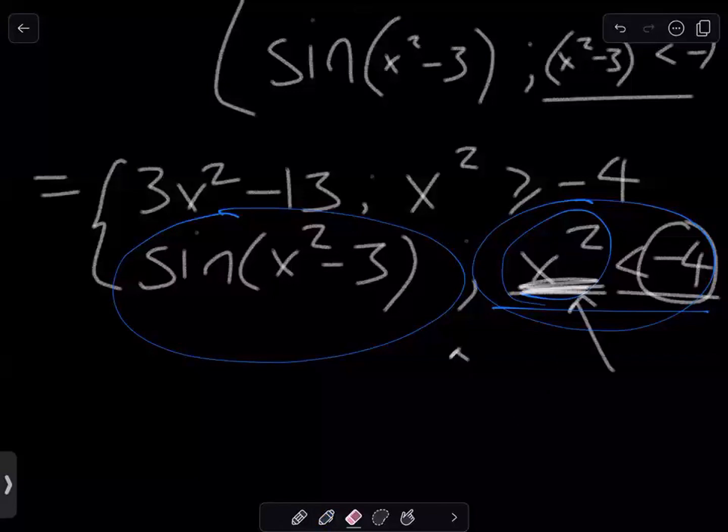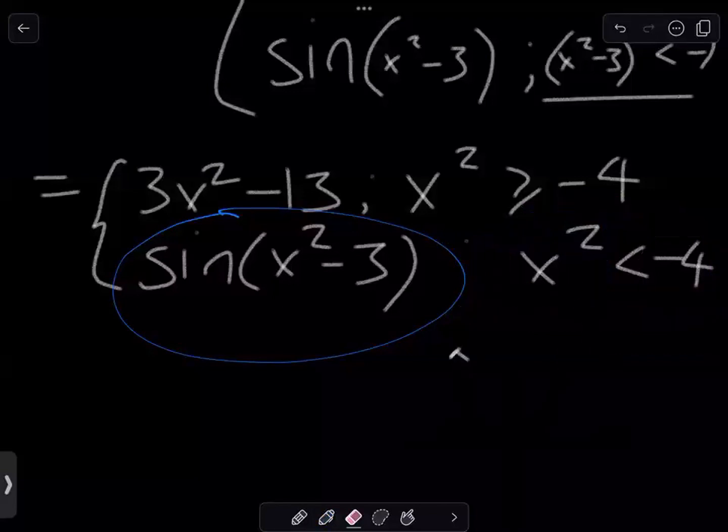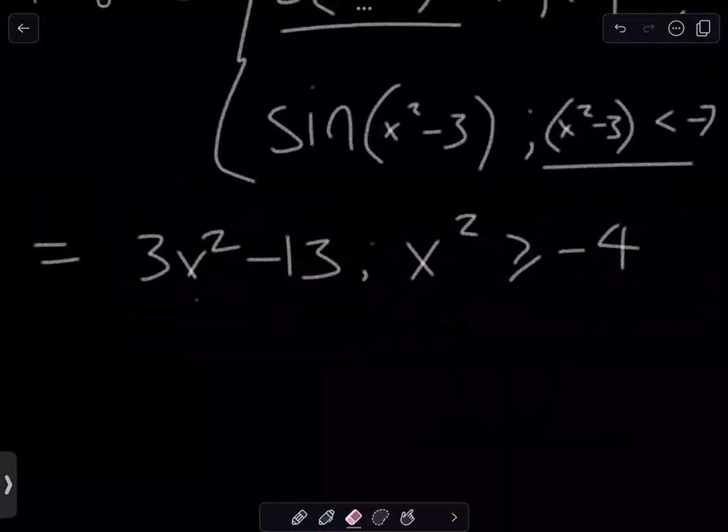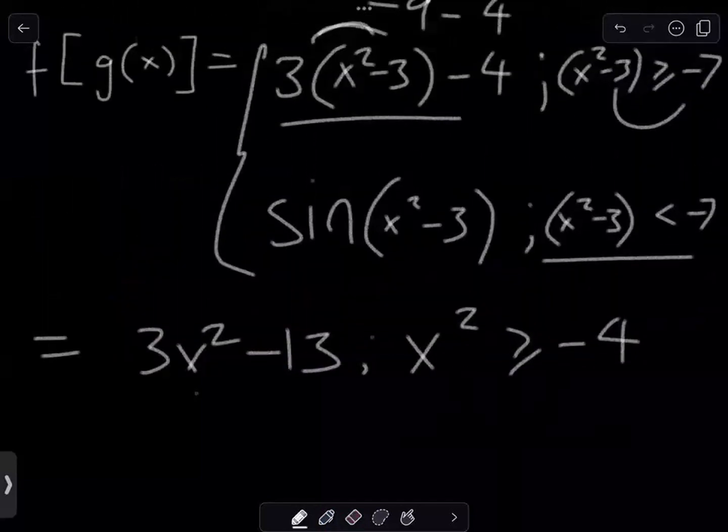We're just looking at real numbers. So since this interval at the bottom of the second part will never be satisfied, we can just ignore it and take out the second part of this function. And then let's take a look at this.